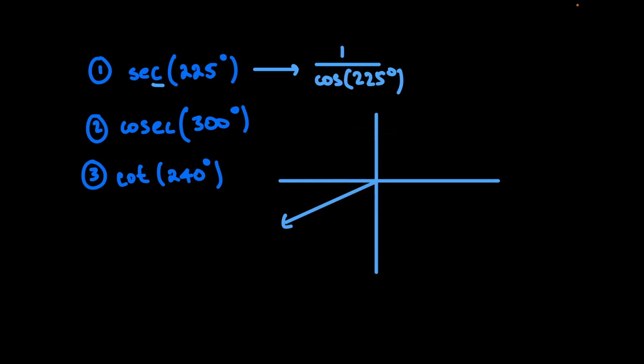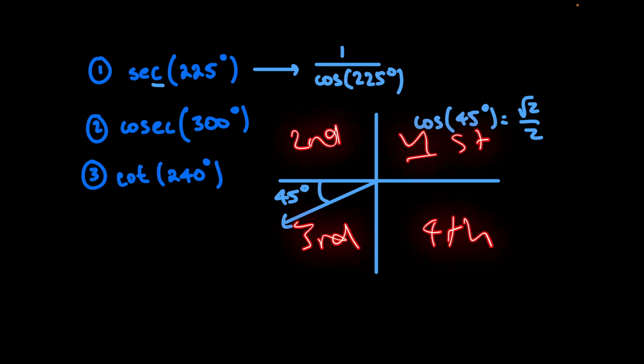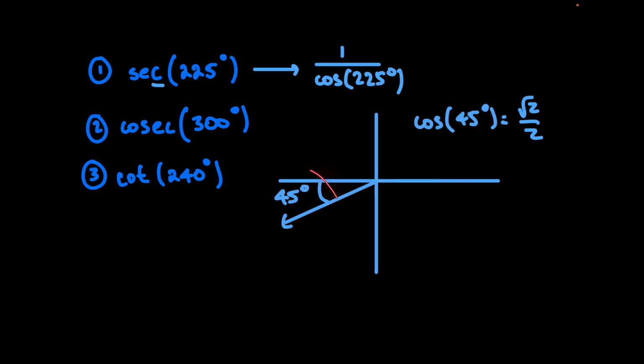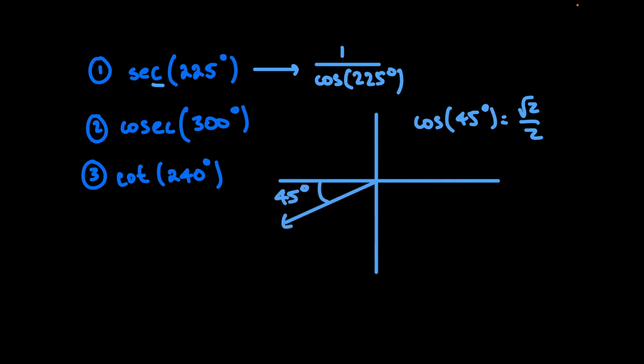So now that we have this, what is our reference angle? Well, not to scale, but our reference angle will be 45 degrees. So now we need to work out what is the cosine of 45 degrees. Okay, and the value for that is root 2 over 2. But which quadrant are we in? Are we in the first, second, third, or fourth? Well, we're in the third quadrant. So is cos positive or negative in the third quadrant? Well, A, S, T, C, only tan is positive here. So that means cosine will be negative.